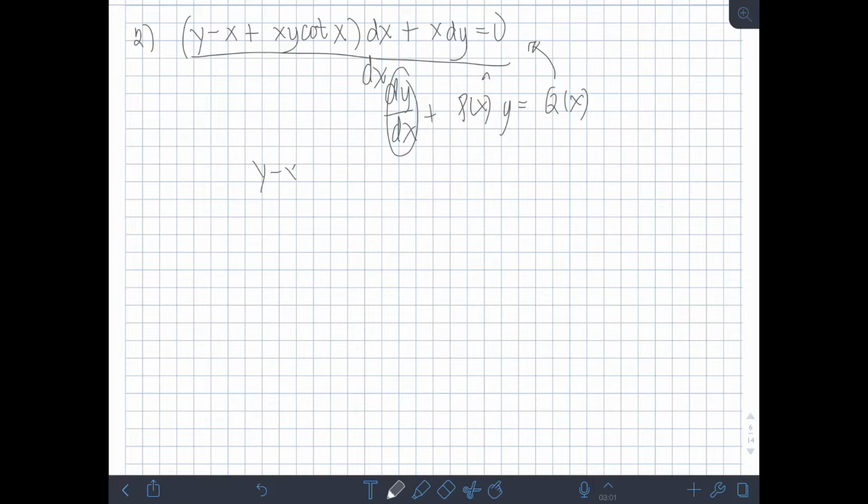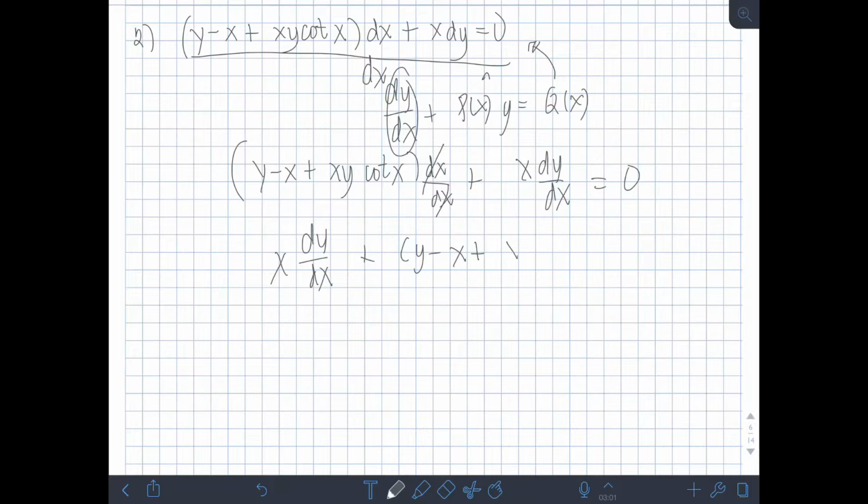So, y minus x plus xy cot x. So, makakancel na dito si dx plus ito x dy over dx is equal to 0. So, parang x dy over dx plus y minus x plus xy cot x equals 0 na tayo. Tapos, di ba dapat wala tayong nakamultiply na variable dito sa dy over dx. So, divide natin both sides by x.